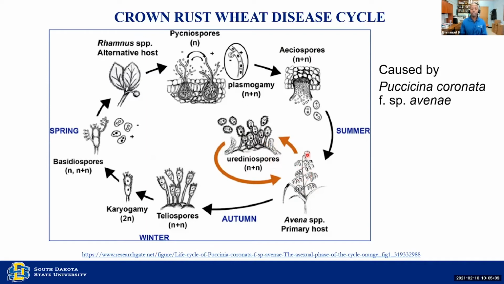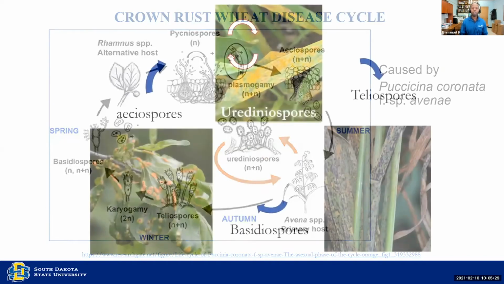So when you have the aeciospores landing on oats and causing the initial disease, the secondary spores are called urediniospores, and these can go on many cycles within the season. And actually, this is what will cause the spreading of the disease within the crop. So I have here a simplified version of that life cycle.